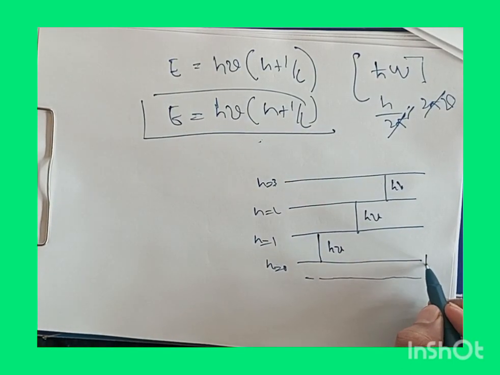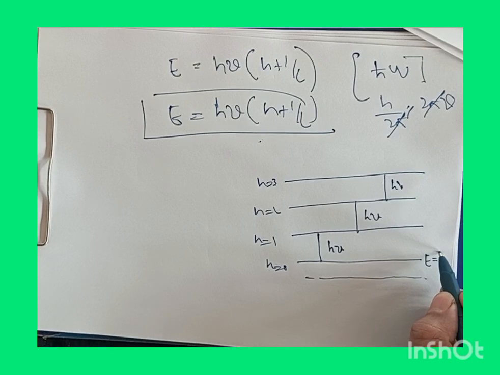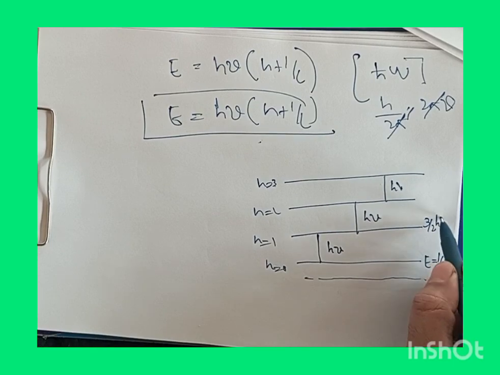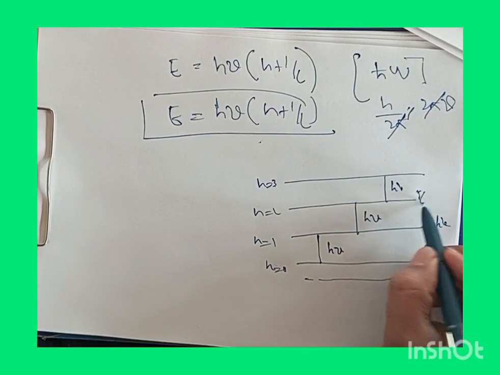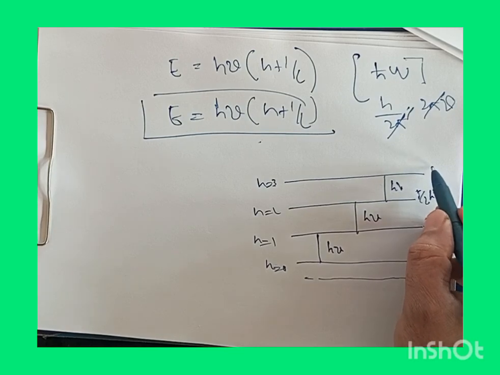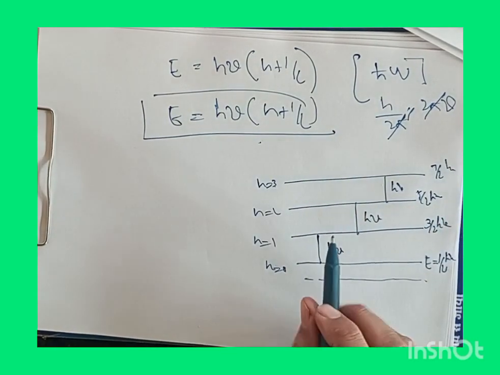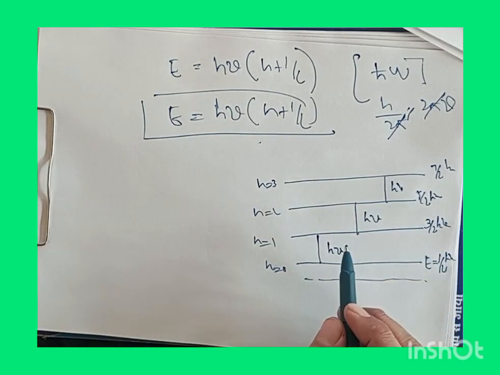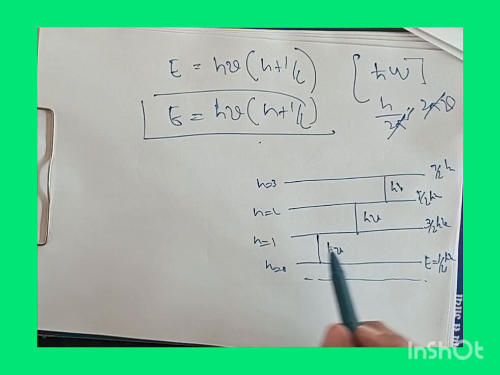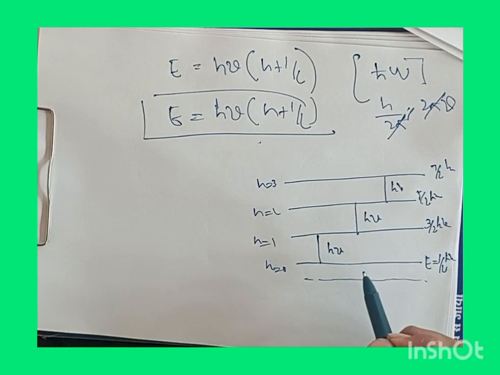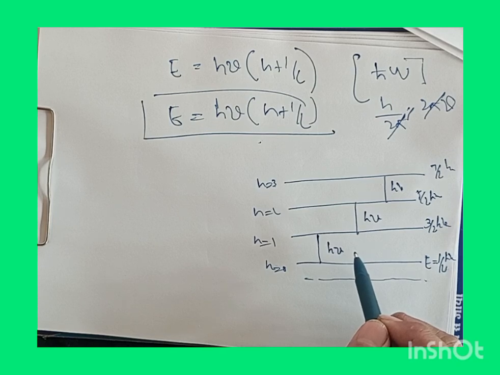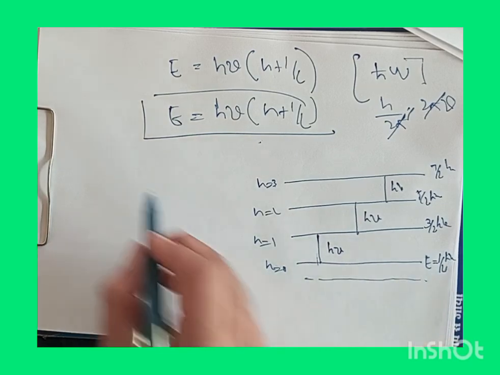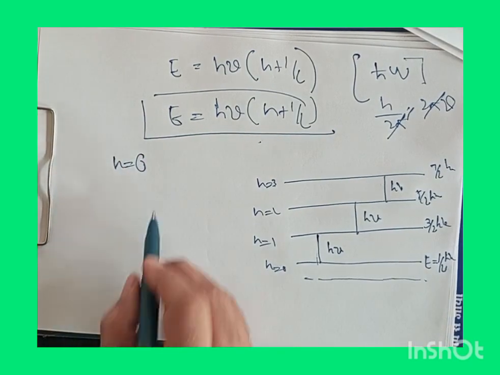So here we have energy at n equal to 0, that's 1 by 2 h nu. Then here automatically we will have 3 by 2 h nu. Then here we will have 5 by 2 h nu. And then here we will have 7 by 2 h nu. Now the energy of this harmonic oscillator is quantized. It is quantized in the steps of h nu. And the energy levels are equally spaced with the separation between the adjacent levels equal to h nu.